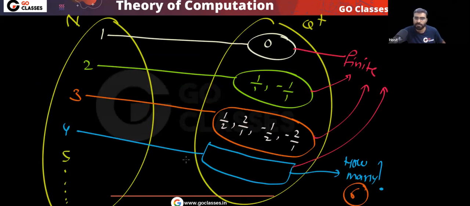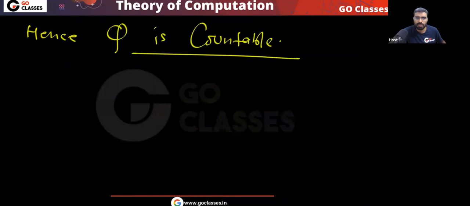Agree? Please tell me, did you understand? Yes or no? Is this clear? So it is very simple. This is the simple idea. So like this you can prove that Q is countable.